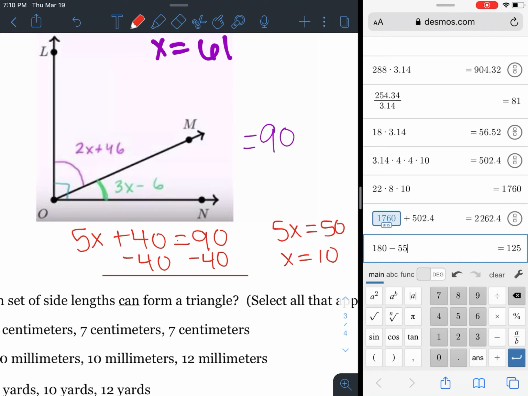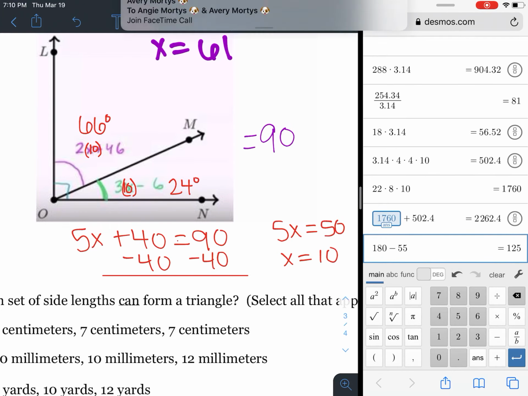Same thing, plug it back in, find the angle measures. So 2 times 10 is 20, plus 46 is 66. So you could either do 90 minus 66, or 3 times 10 is 30, minus 6 is 24.